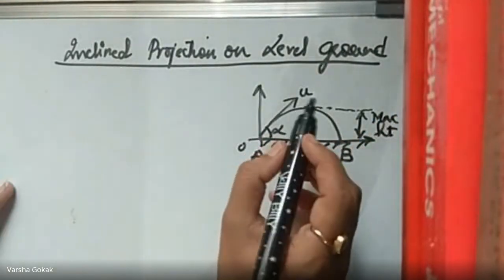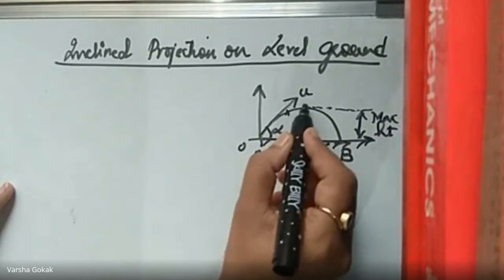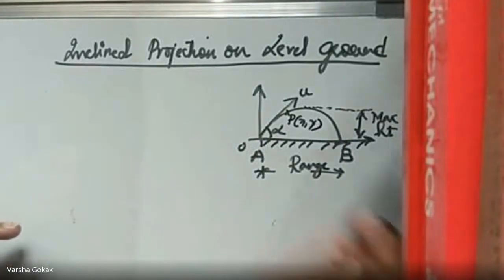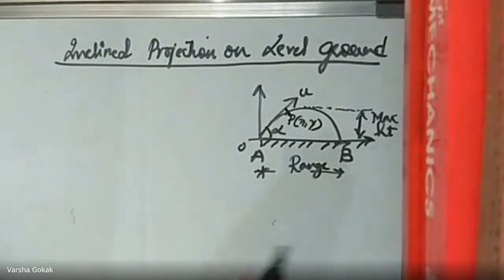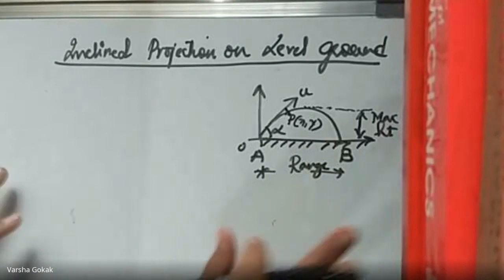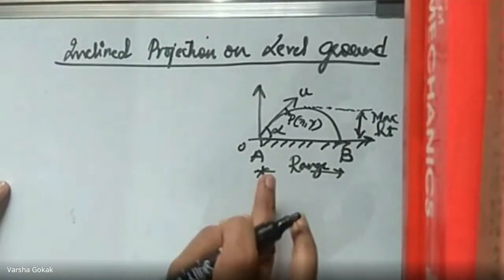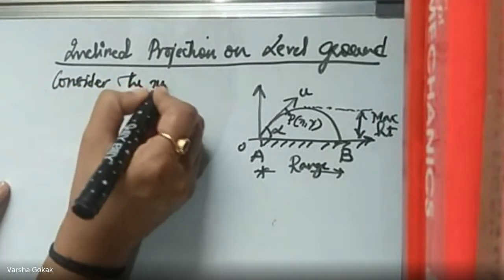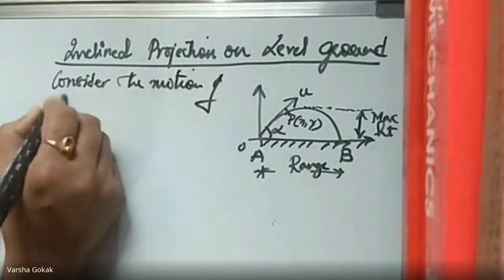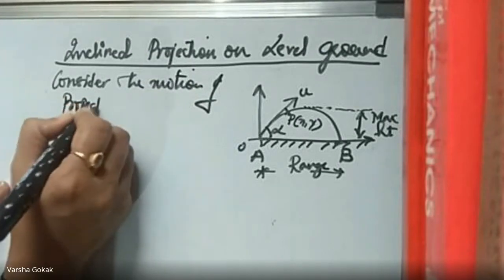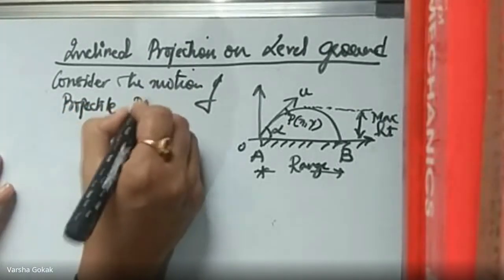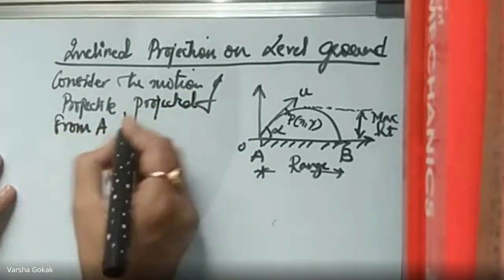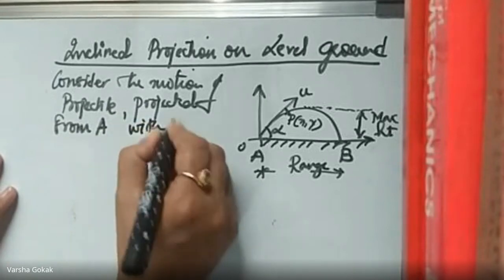Okay, so what we'll do is consider a point here somewhere, not at the maximum height, P, whose coordinates are x and y. So this is the diagram. When I start writing, first I will write: consider the motion of the projectile projected from A with velocity equal to u.